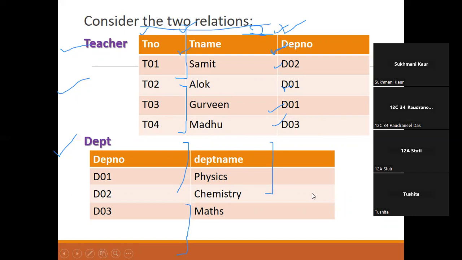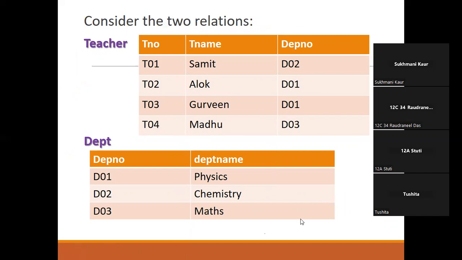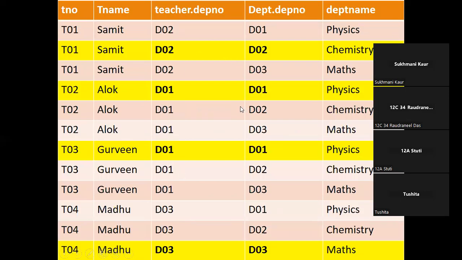So the Cartesian product will actually give me the whole data multiplied. Correct? But that is of no use for me. Because in the Cartesian product, you can see here, Sumit is D02, Alok is D01, Gurveen is D01, Madhu is D03. When I multiply this data with the department data, I get something like this. This whole information. And if there are more fields and more records, this is going to be a huge amount of information, isn't it? So it's not going to be of any use. I cannot decipher anything out of that. So the Cartesian product is this.